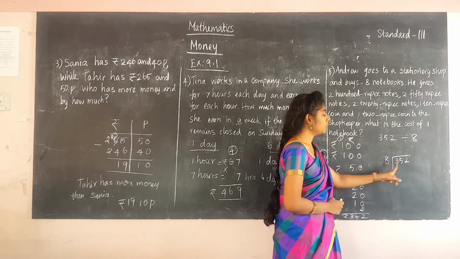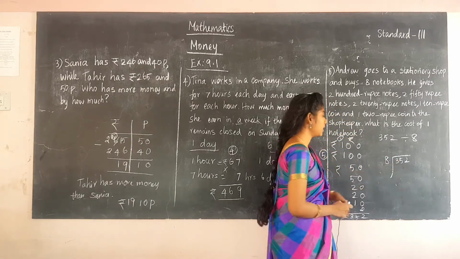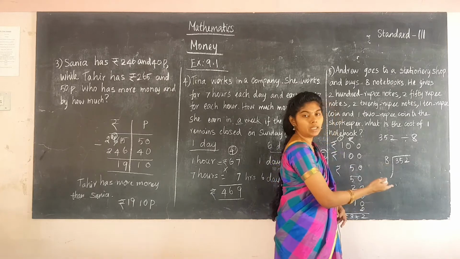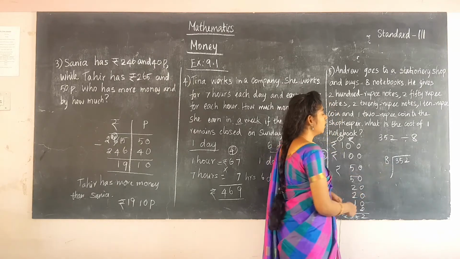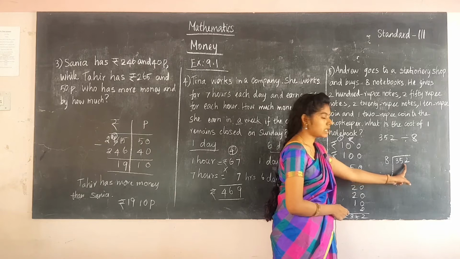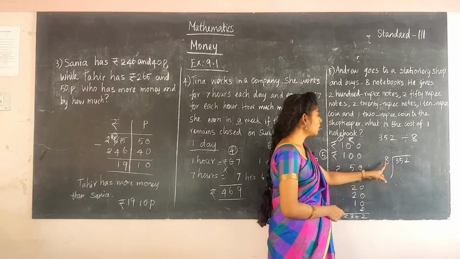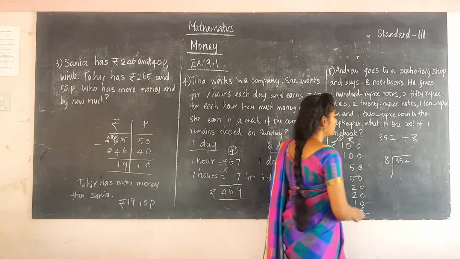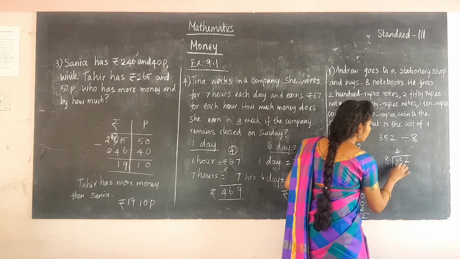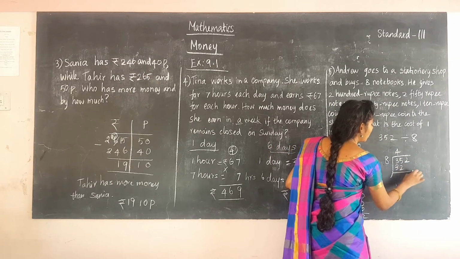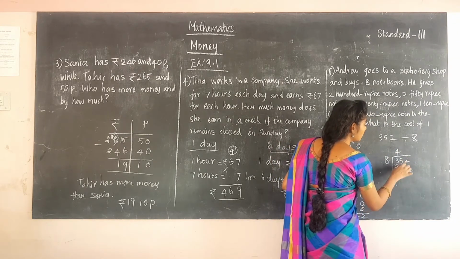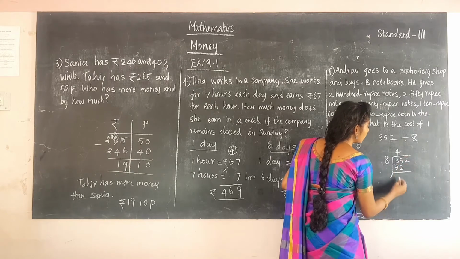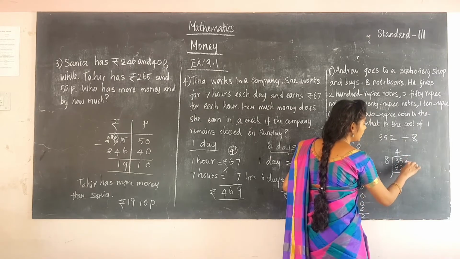So we have to compare the divisor and the dividend's hundreds place. Which is lesser? 3 is smaller than the divisor. So you have to take two places, the hundreds place and the tens place. So now say the table of 8. 4 eights are 32, which is within this number. So we have to subtract these two numbers. 5 minus 2 is 3, and then take the next number down.